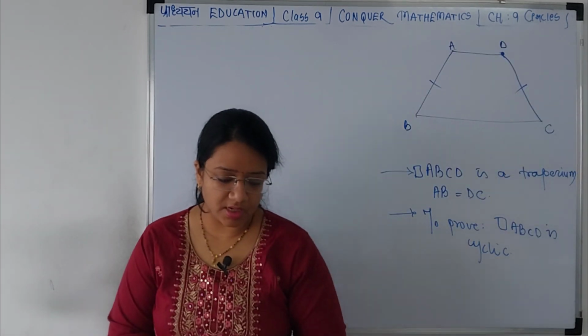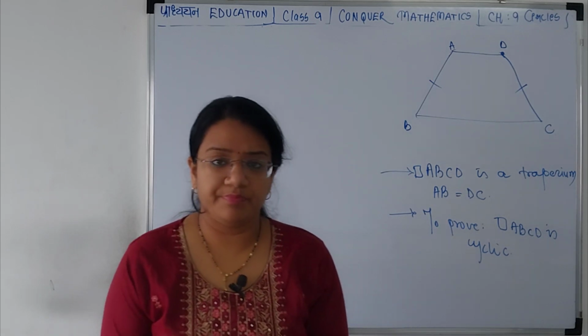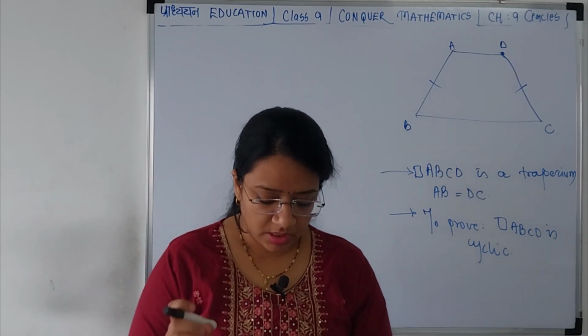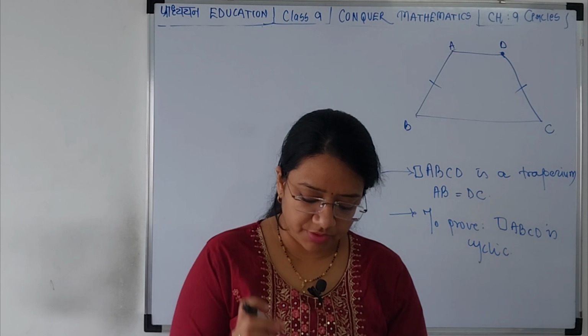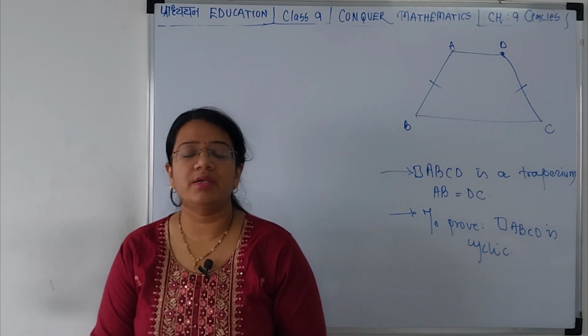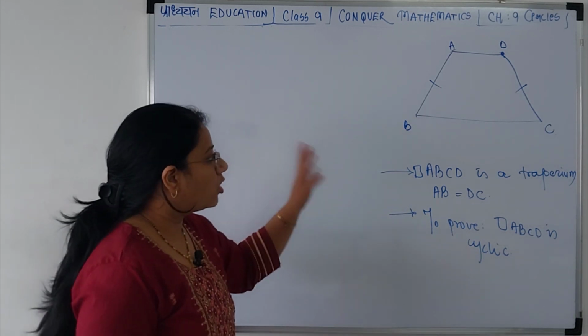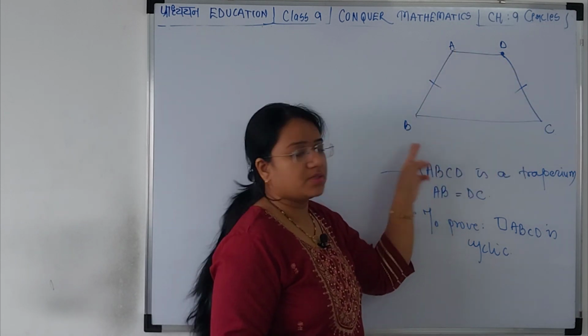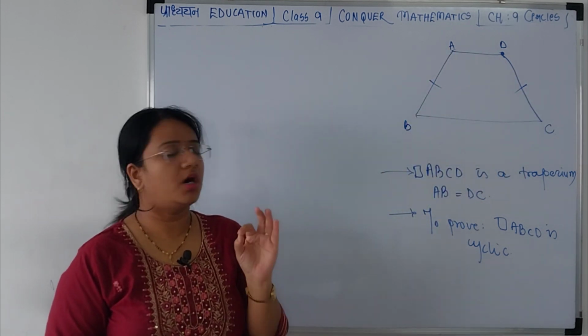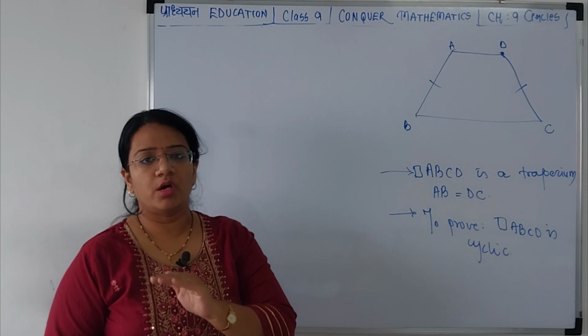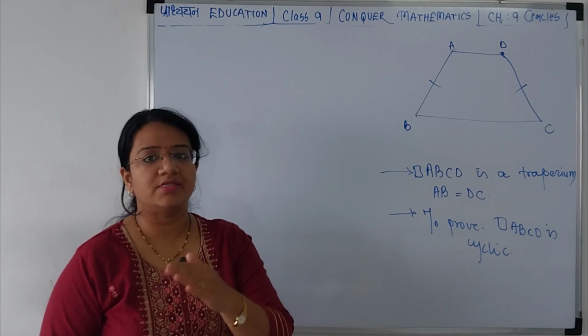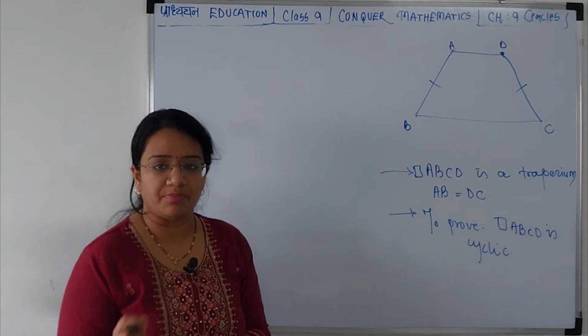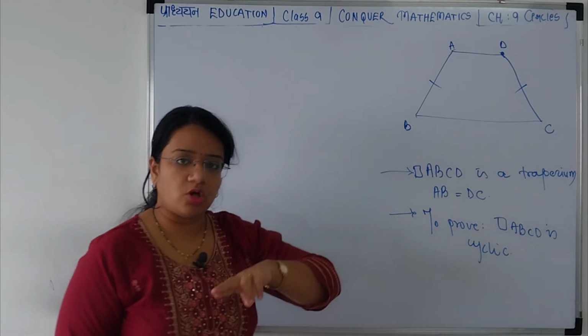So now let's read and understand question 8. Simple one statement question. If the non-parallel sides of a trapezium are equal, prove that it is cyclic. Non-parallel sides of a trapezium. What is a trapezium? In a quadrilateral, if one of the pairs of opposite sides are parallel, then it is called a trapezium. So the other pair is non-parallel.